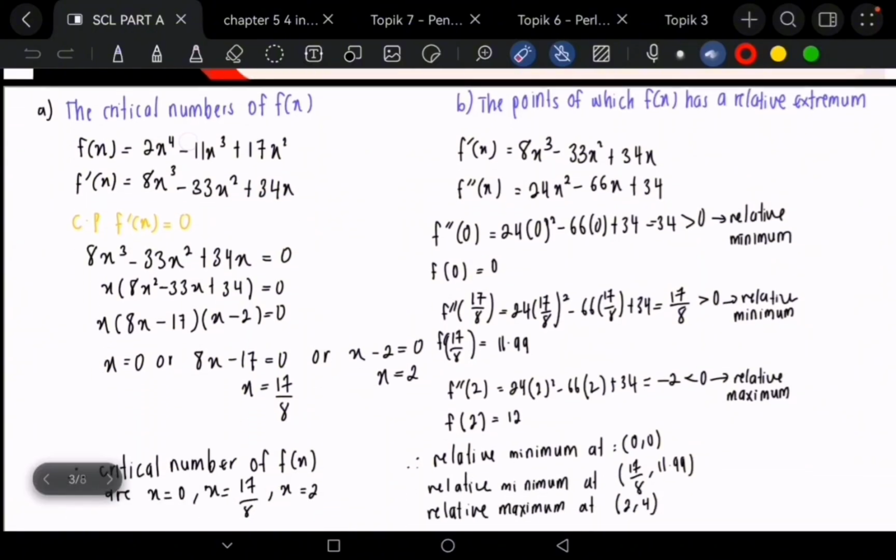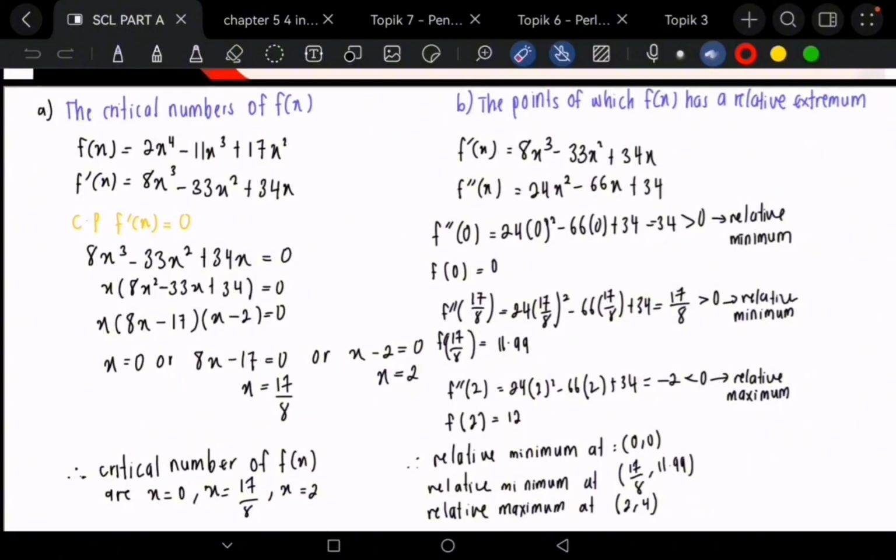And then for the critical point, using f'(x), the first derivative, set it equal to 0. So 8x^3 minus 30x^2 plus 34x equal to 0.